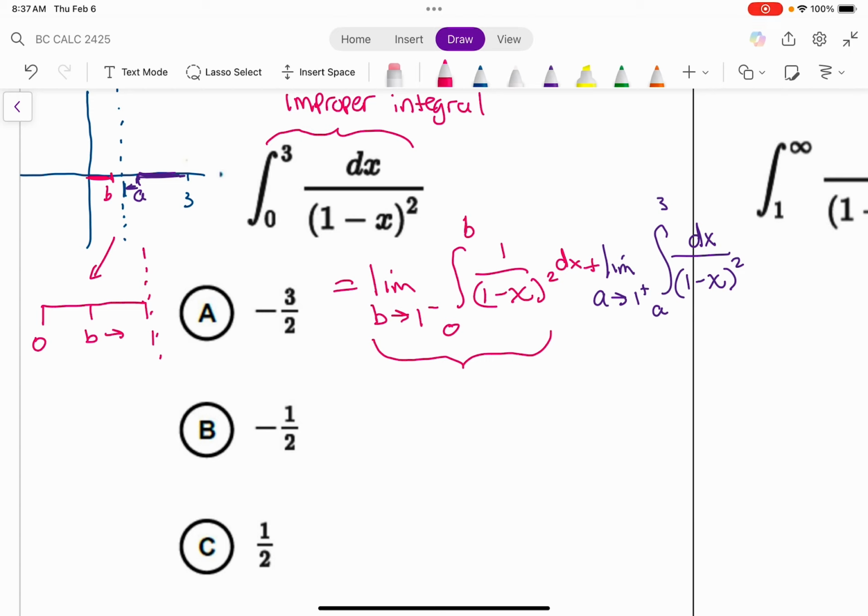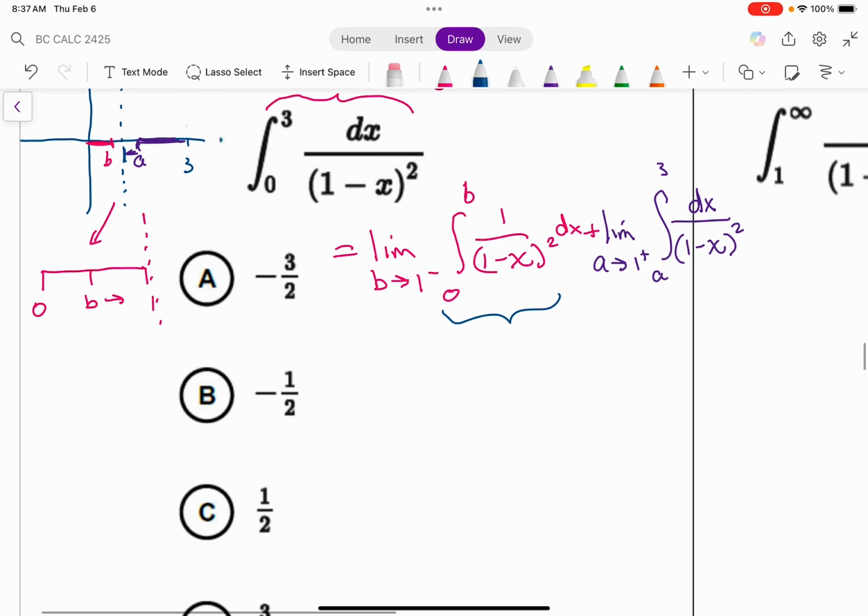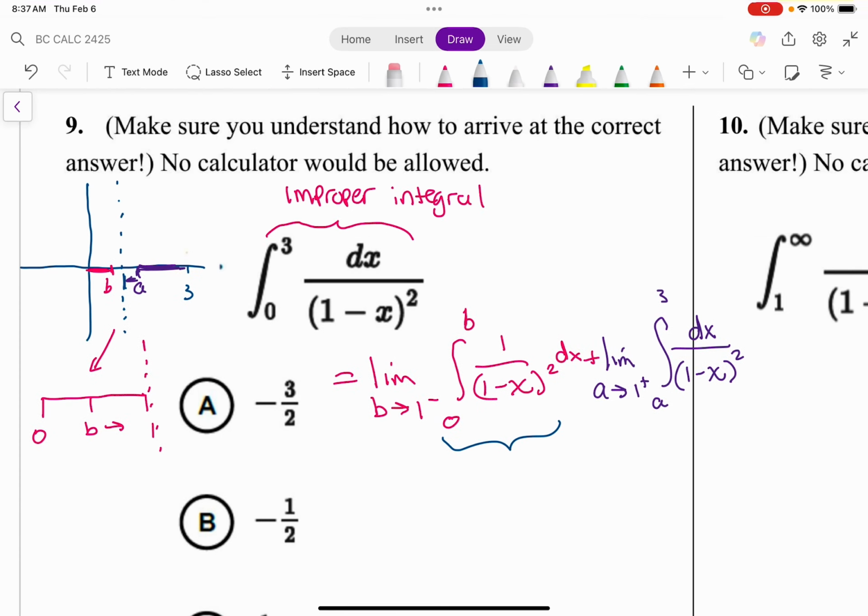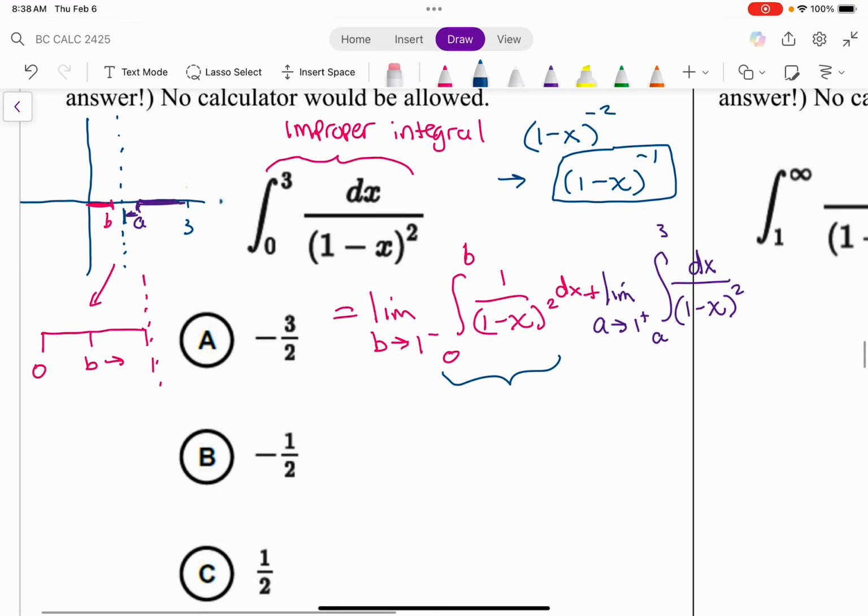Okay, so let's just take this expression, so I don't have to keep writing limit. We apply the fundamental theorem. So the antiderivative of, let's call this, 1 minus x to the negative 2, would be, let's see, add 1 to the exponent. And again, if you take that derivative, you'll get negative 1 minus x to the negative 2 times negative 1, which would cancel out. So I think this is good. This is our antiderivative.